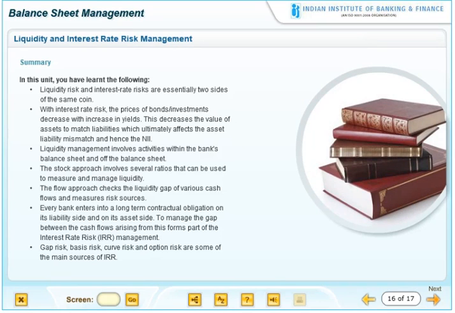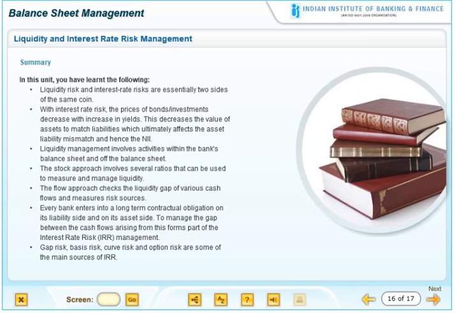In this unit, you have learnt the following. Liquidity risk and interest rate risks are essentially two sides of the same coin. With interest rate risk, the prices of bonds or investments decrease with increase in yields. This decreases the value of assets to match liabilities, which ultimately affects the asset-liability mismatch and hence the NII.